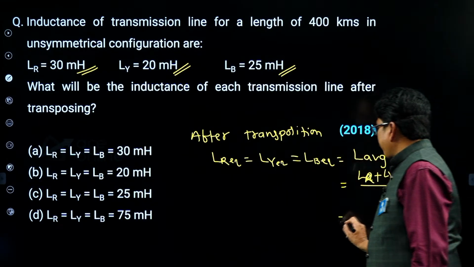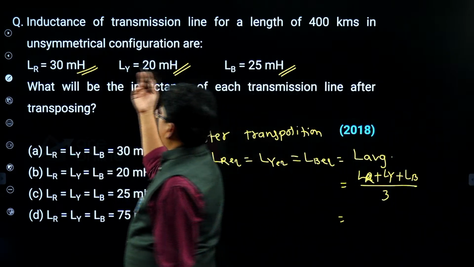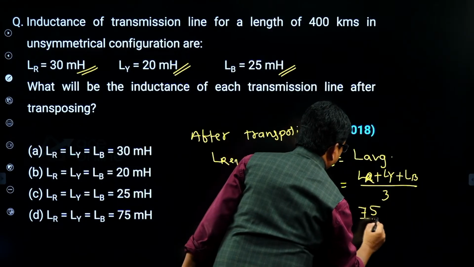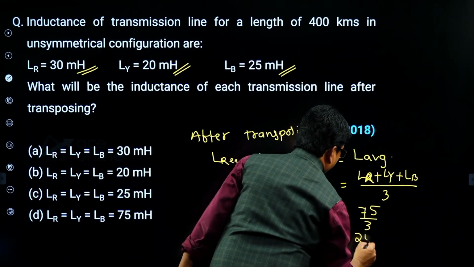How much is it? 30 plus 20, 50, plus 25, it is 75, divided by 3. How much will it be? 25.